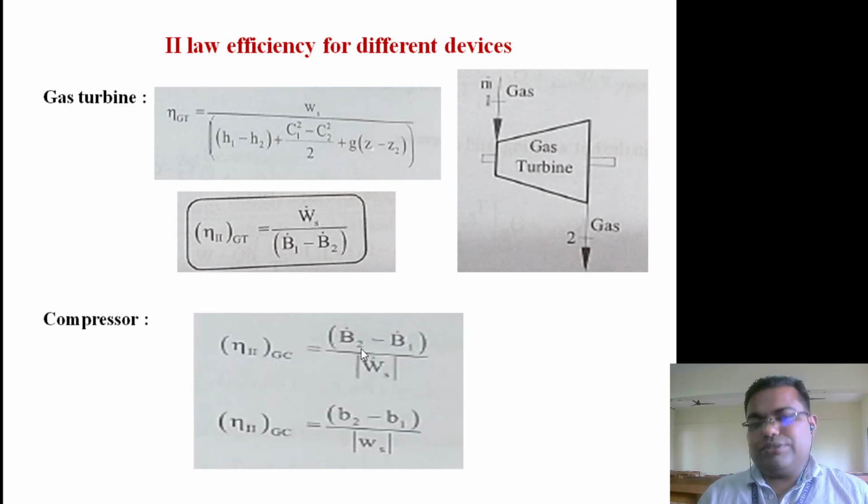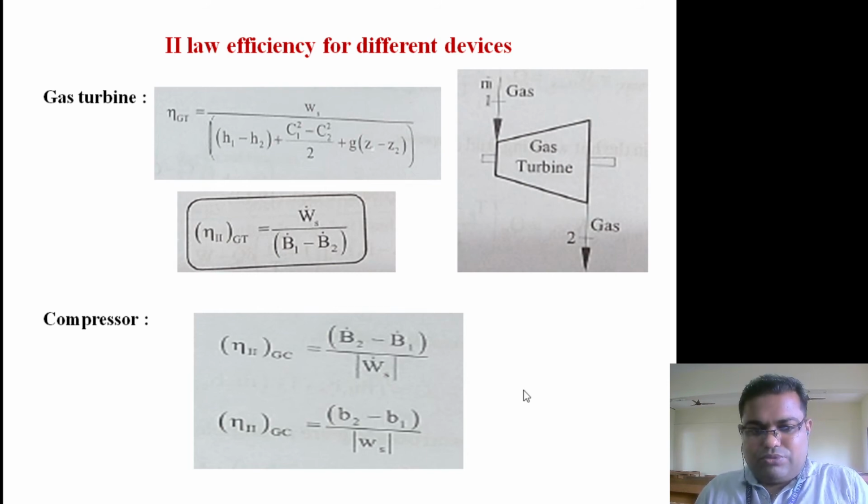Similarly, for the compressor, you can get it. In the compressor case, actually it will require more work. When we are talking about actual performance, losses will be more, right. So those losses will also be added into the work. To counter those losses, you have to spend more work. So the actual work requirement will be more compared to the minimum work requirement.